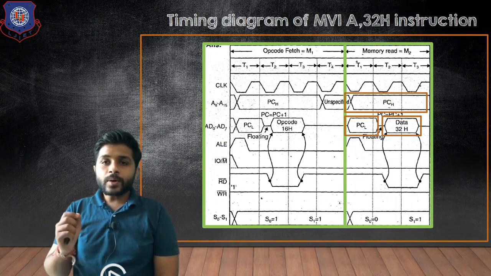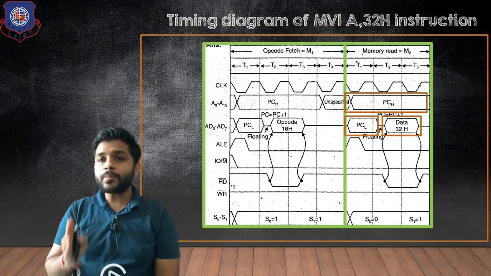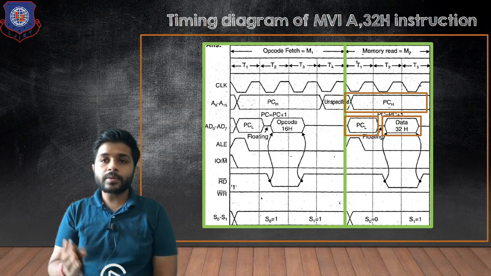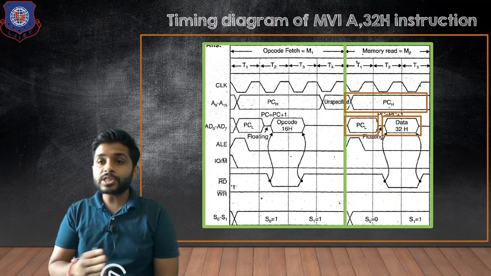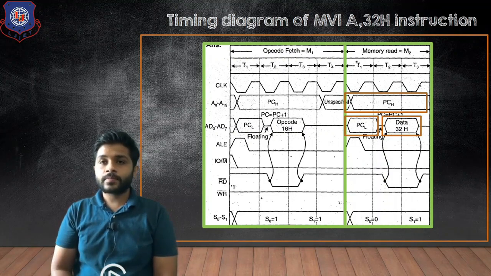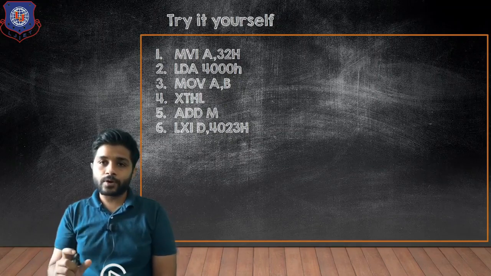So to attempt timing diagram question, all you need to do is to understand how many machine cycles are required for the particular instruction. And after knowing how many machine cycles are required, you have to draw the timing diagram of all the machine cycles in the sequence. Okay, so these are the instructions that you have to draw timing diagram for.